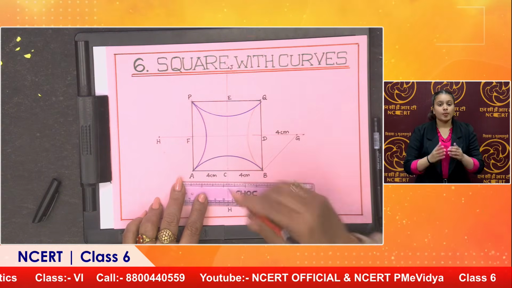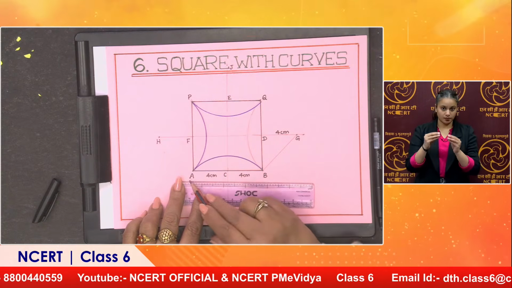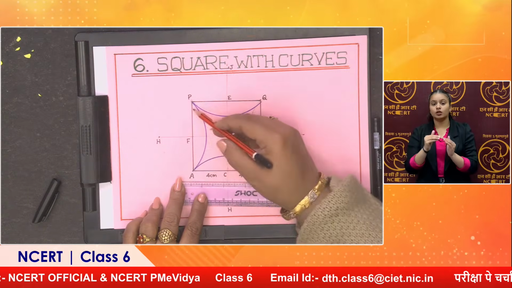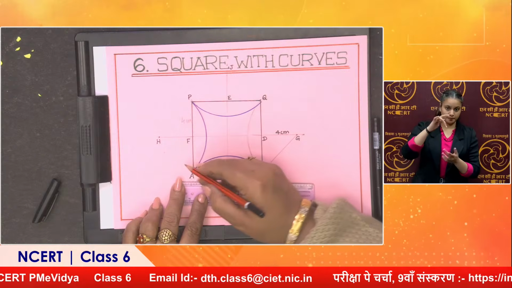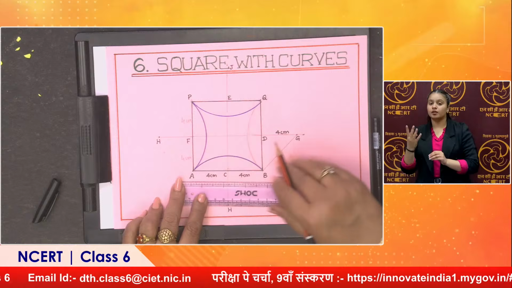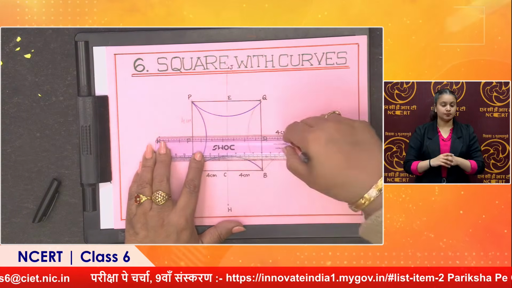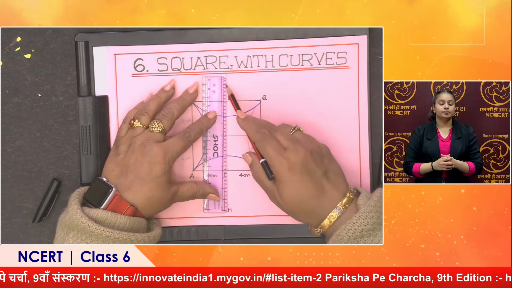Then I have taken the middle point here, C. C is the midpoint of AB. So, AC and CB are both 4 centimeters. Likewise, I am taking F as the midpoint of AP. So, I have AF and FP also of 4 centimeters. So, let me join these to give me the center point.